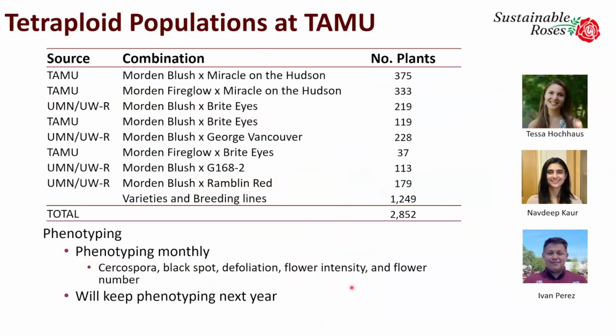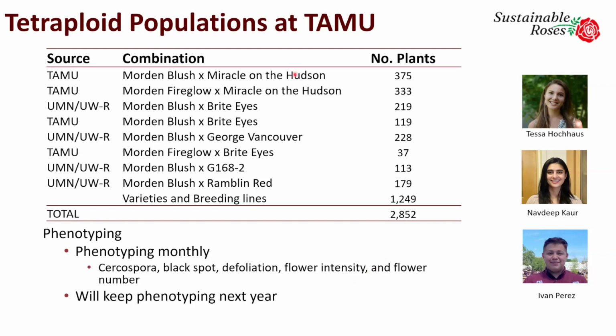With respect to phenotyping, Tessa Hockhaus and Navdeep Kaur are two PhD students, and Ivan Perez is a master's student that are working on the project. Since Chris and Jikan left, Tessa has taken on the leadership to handle the bioinformatics work for this project, and has been training Navdeep and Ivan to do the same, who now have picked up the mantle appropriately. All three get together to do the phenotyping for this project.